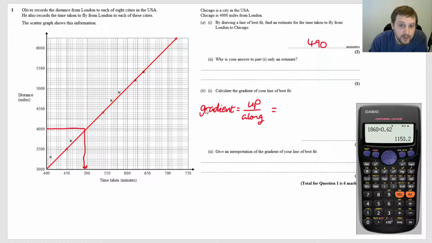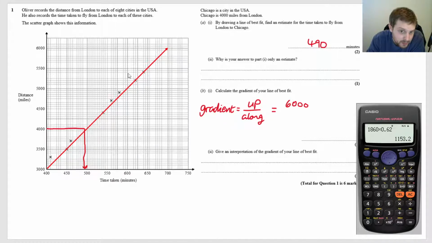So how far up have we gone? What we can say is, how far up is it? 6,000. So everyone's answer to this will be slightly different. That's the problem with going through a question like this. Everyone's answer is going to be slightly different. You just need to go some amount along, go some amount up, work out how far up, work out how far along, being careful of the scales, and then do the up divided by the along.